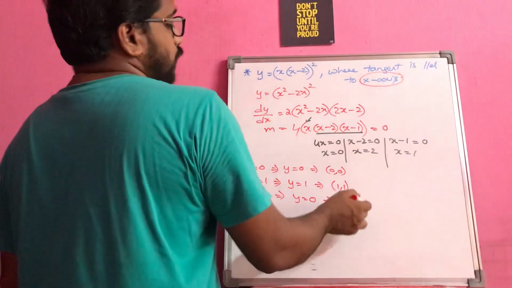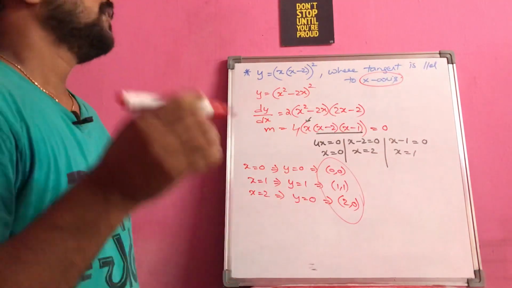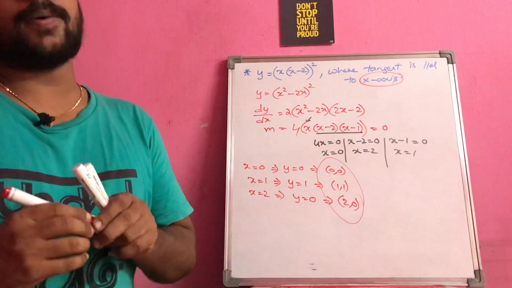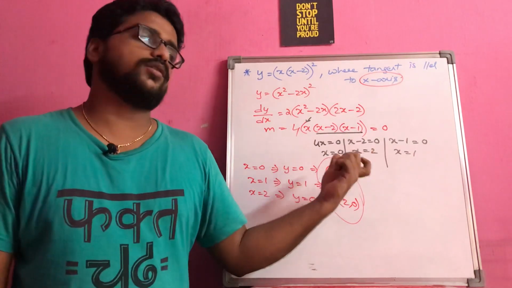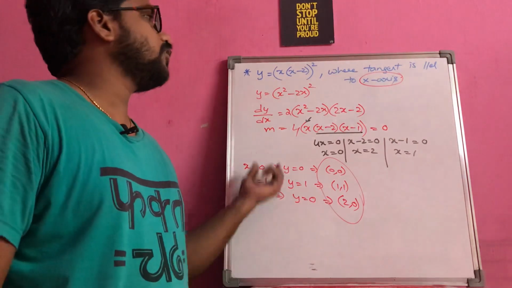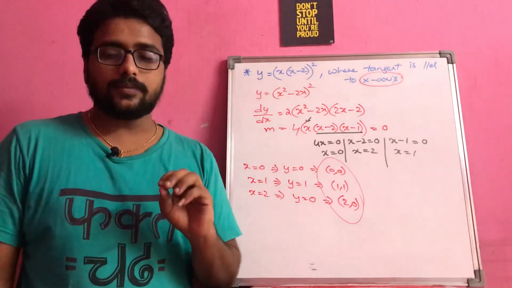So that means for this particular curve, these are the points where you are getting the slope, or the tangent is parallel to the x-axis. That is how the dy by dx value is equal to 0. And we are getting these points. If we resubstitute here again, you are getting the values of y. Okay.